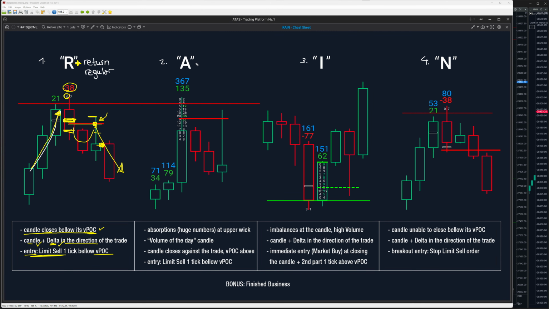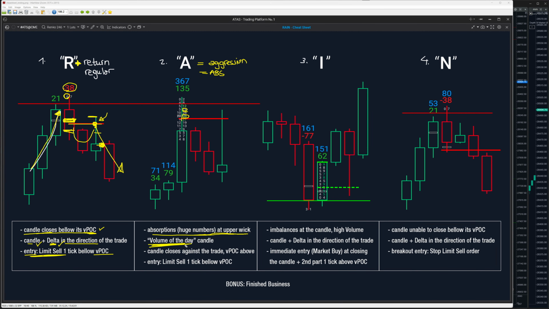Then we have the second setup. A stands for aggression. There must be aggression, or absorptions, ABS. I told you that ABS means absorptions: huge numbers at the upper wick, such as 33, 19, and so on. So these are the absorptions.